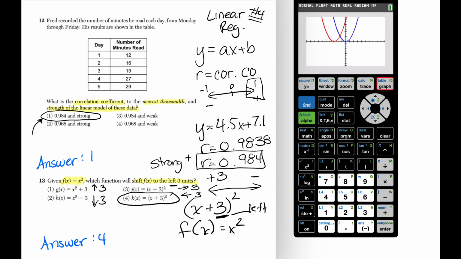If you're not sure what the shifts actually are, you could just graph the parent first, f of x. In this case, it was just x squared. And then you could just try the other shifts to see how it's moving. And you can just determine from there.